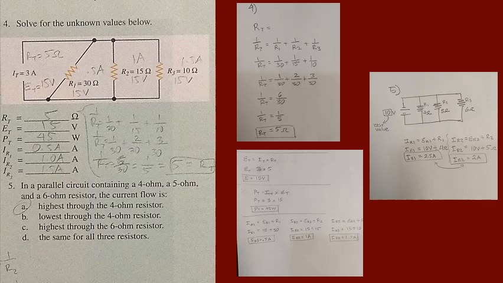Same steps are taken for current at R2, which is voltage drop at R2 divided by resistance at R2, which again is 15 volts divided by 15 ohms, which is given in the problem, equals 1 amp. Same steps are taken for the current at R3, which is voltage drop at R3 divided by resistance at R3, which is 15 volts divided by 10 ohms, which is 1.5 amps.